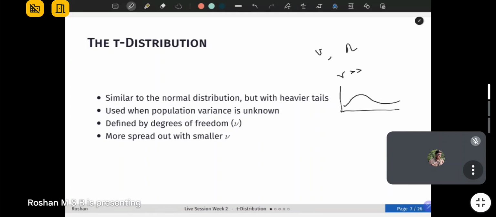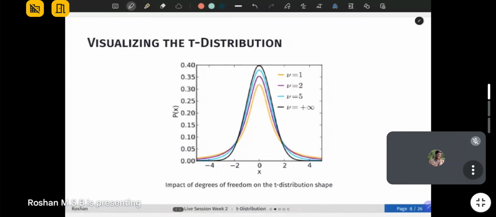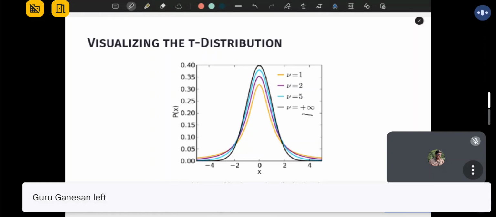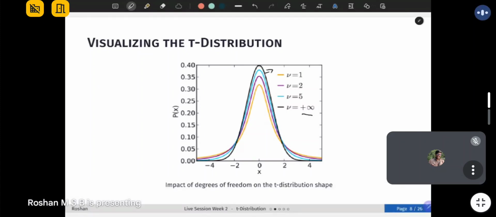Okay, and this is a visual representation of it. As you can see here, as the degrees of freedom keep increasing, the distribution is becoming more and more spread out. Once it touches infinity, this black line here, what does it mean? Can anyone guess what this distribution converges to when the degrees of freedom keeps increasing?